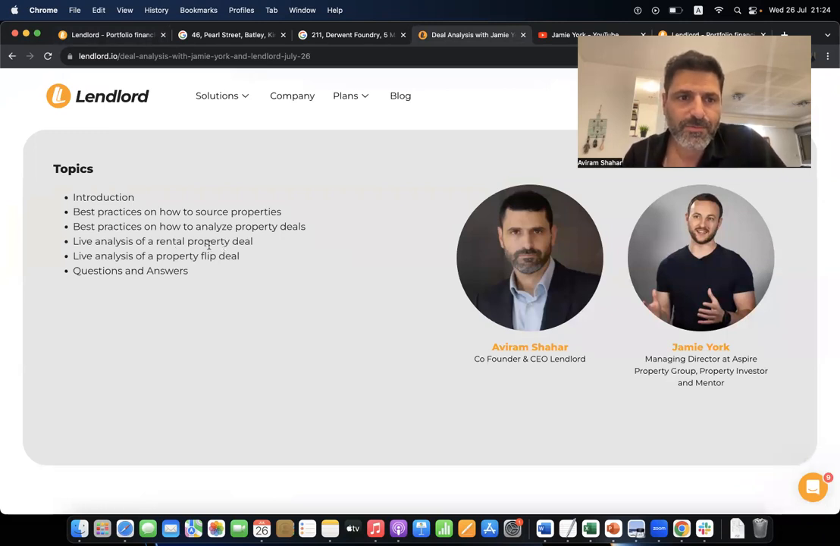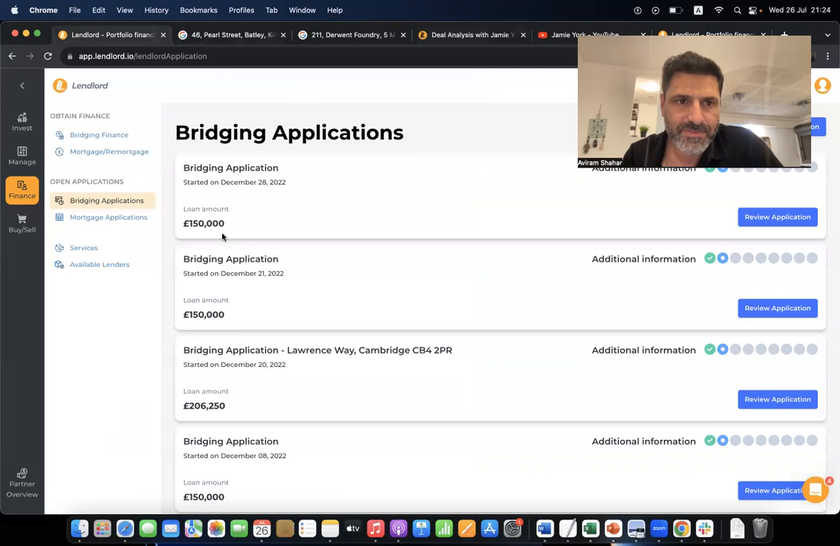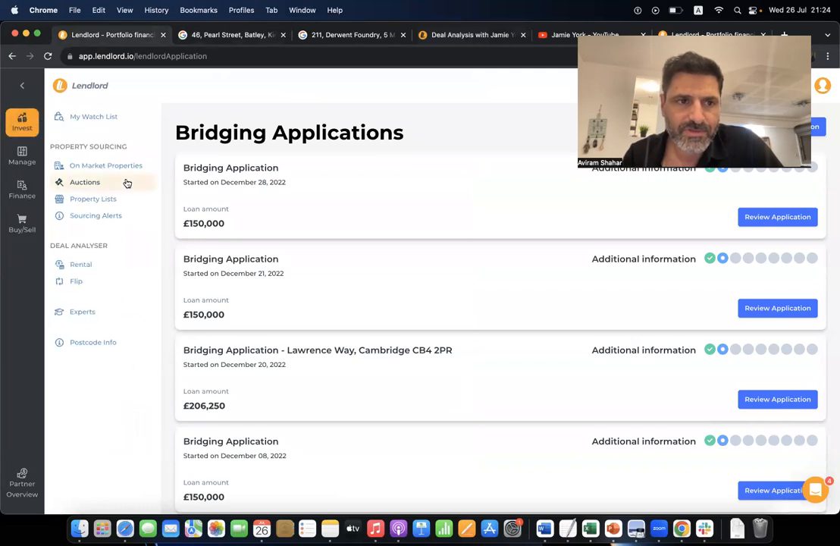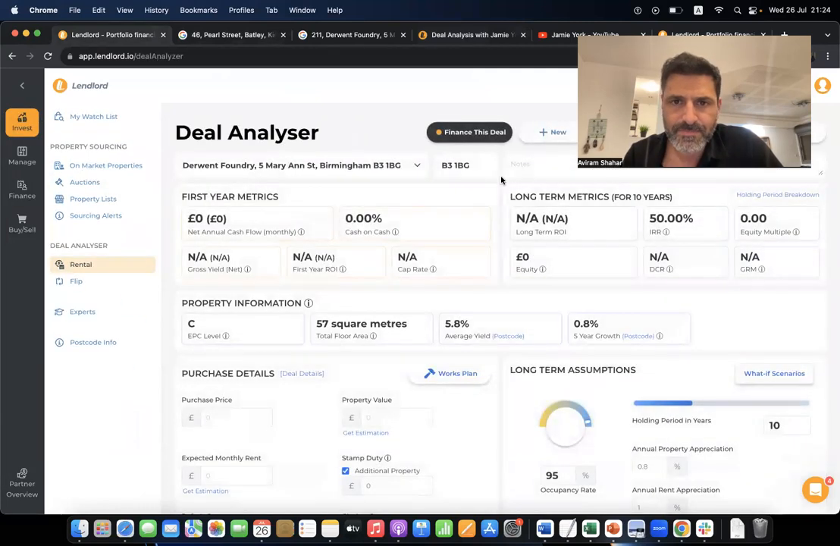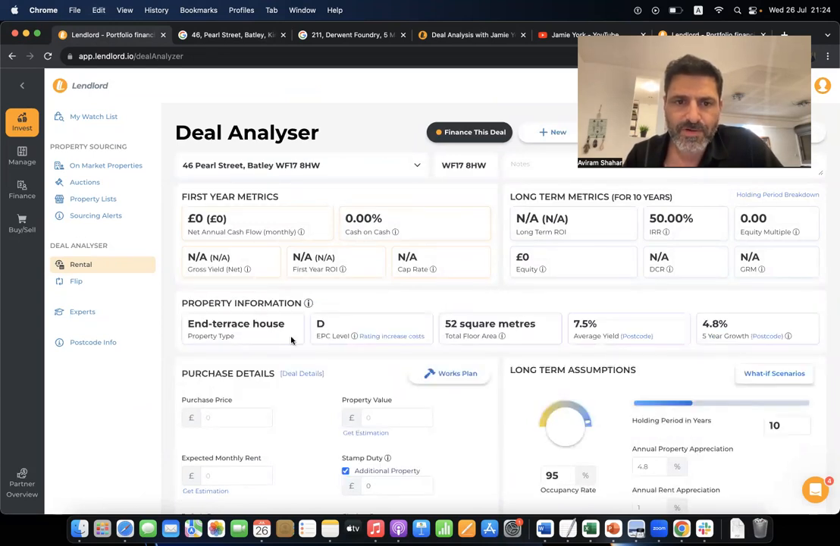So we will start perhaps with the rental property. So Jamie, you gave me this property for rental purposes. So let's go to the invest part, rental, click new. So it starts with typing the address. Then the platform will provide you with some initial information about this property. And Jamie, do you want to say a few words about this property?